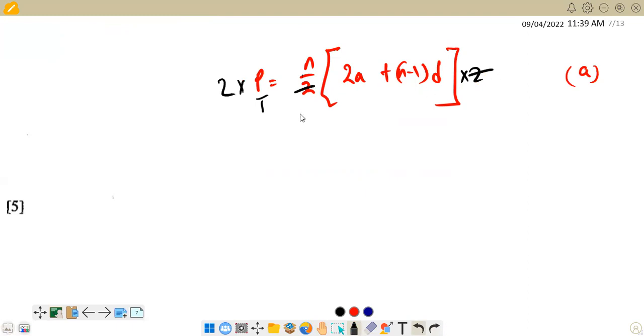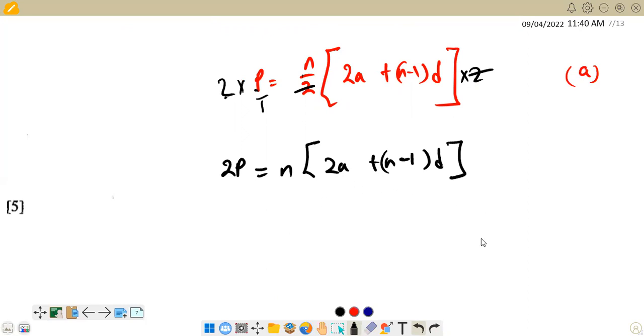So the 2 and the 2 can cancel. So 2 times P, which is 2P, is equal to, you're left with n into 2a plus n minus 1 times d. Okay, so this is n minus 1 times d here. All right, so let's hope everything is there. In this case, we have got n, which is outside of the bracket, and the d, which is also outside of the bracket. So what do I do? I expand the inner bracket first, the smaller bracket, this one. So let's expand that inner bracket first.